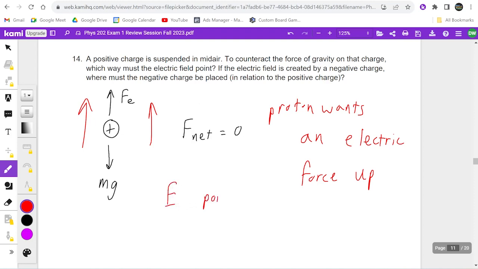E points up. Done. A lot of people have trouble with that. And by the way, if it was an electron, it would be the exact opposite. The field would point down. So I know this is confusing to a lot of my students, but maybe I explained it better this time. Does anyone have any questions?